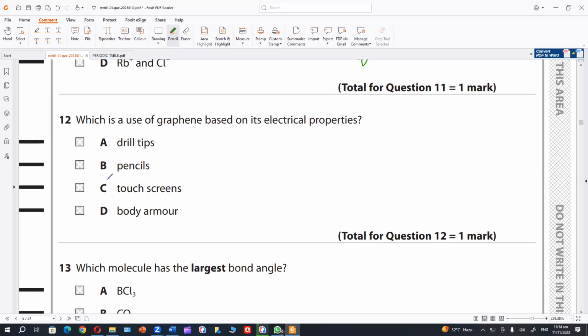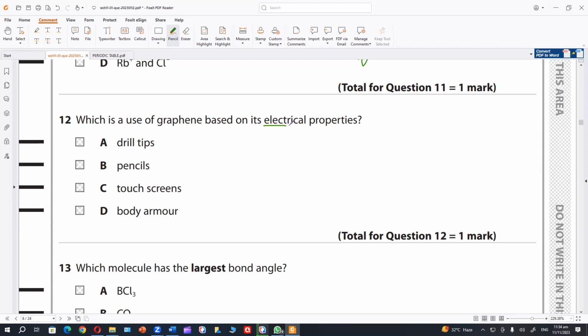And it's a material looking like graphite. So do you remember its properties? Like graphite, it has free electrons. Yeah. Can you remind me more?